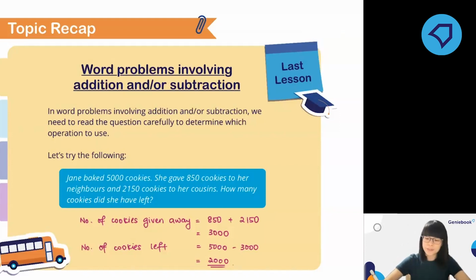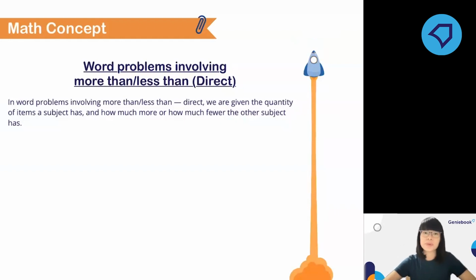Okay, so let's move on to today's word problems. Word problems involving more than, less than, direct. Okay. So in word problems involving more than, less than, direct, we are given the quantity of items a subject has. A subject can mean a person, okay? And how much more or fewer the other subject has. What do I mean by this?